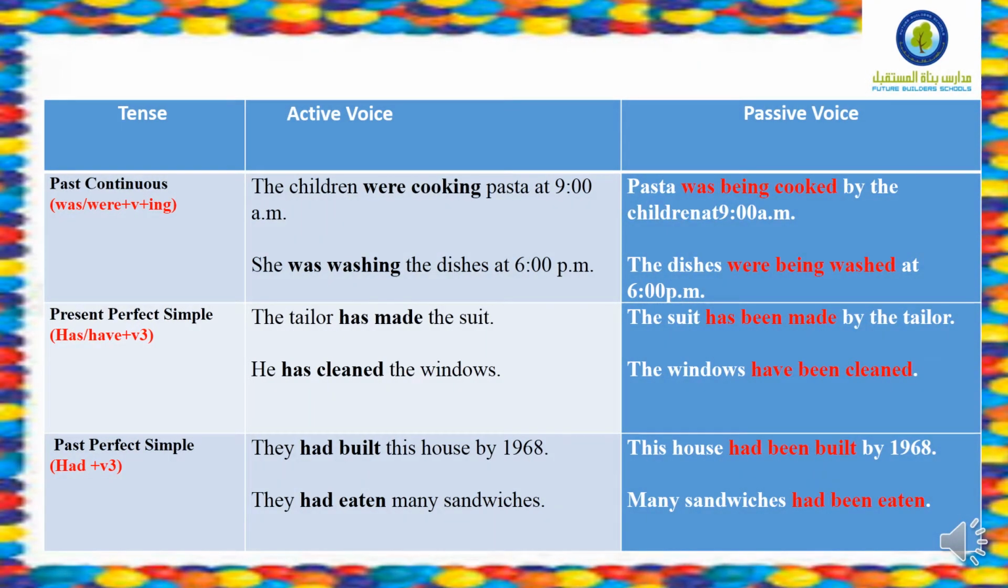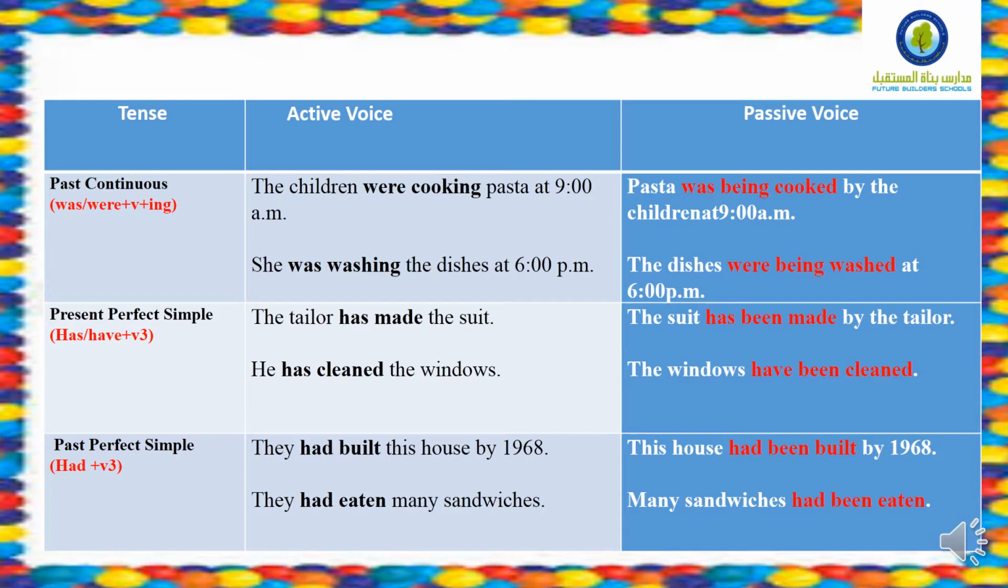Now, changing an active sentence into passive for the sentences that have the past continuous, the present perfect simple, and the past perfect simple. Let's start with the past continuous, الماضي المستمر. Now, what do we mean by الماضي المستمر بحالة الactive أو بالجملة المبنية للمعلوم؟ هي عبارة عن subject with was or were with verb ing. Like, as you see in the active voice, the children were cooking pasta at 9 a.m. So here it is an active sentence. Why? Because we have were plus verb ing. And we know who did the action: the children. What did they do? They were cooking pasta.